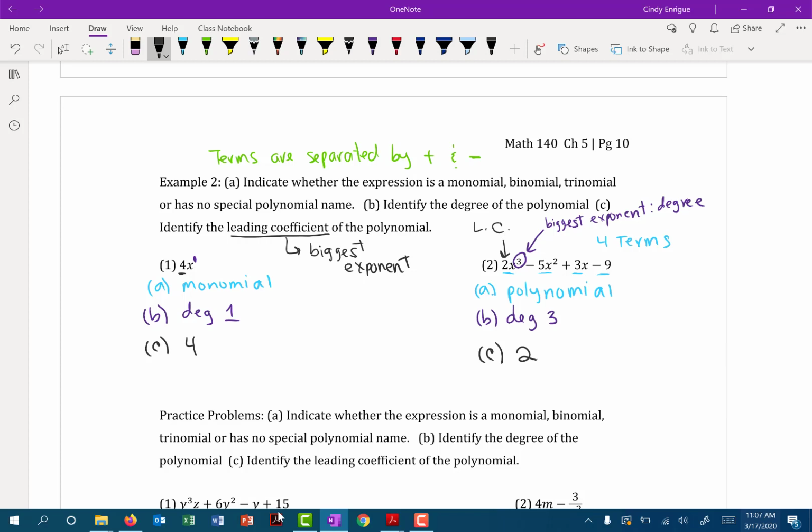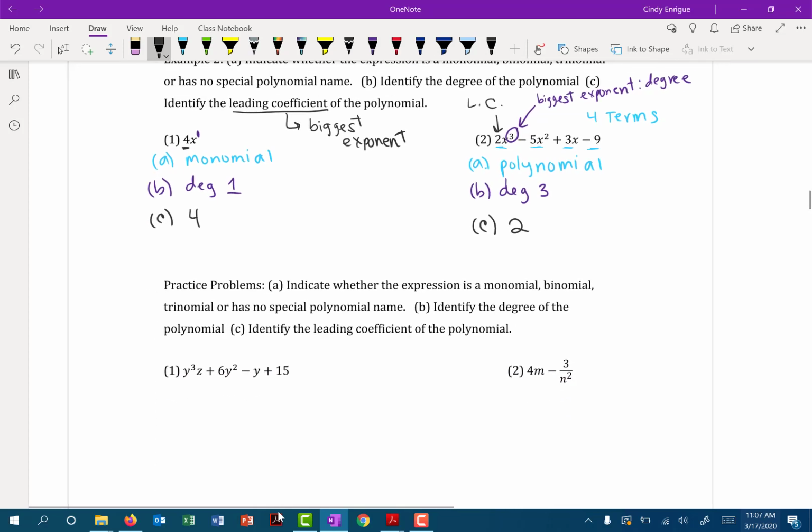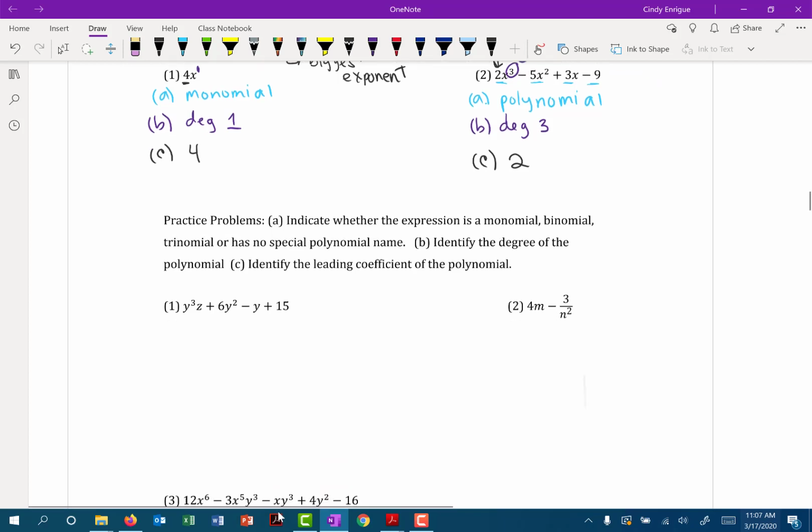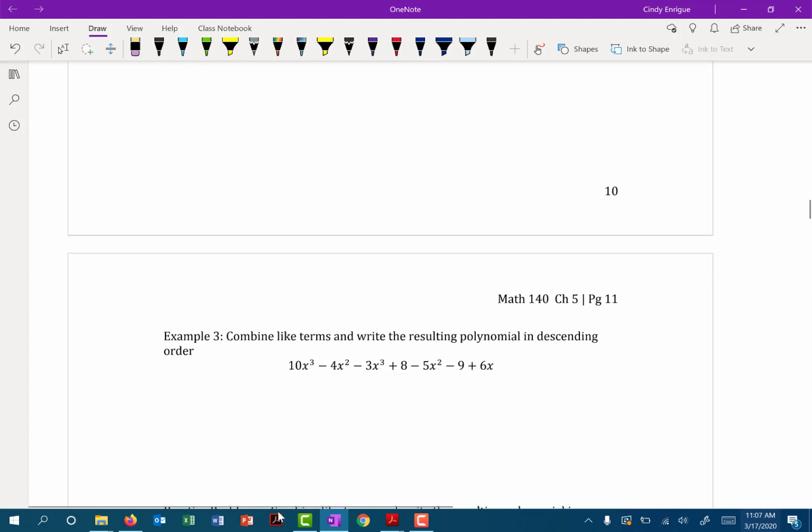Hopefully that helps you out a little bit to understand our vocabulary. And we have some practice problems, but practice problems are usually done in class, and since we don't have that time in class to work together, make sure that you do this on your homework, okay? You will see plenty of this on your homework.